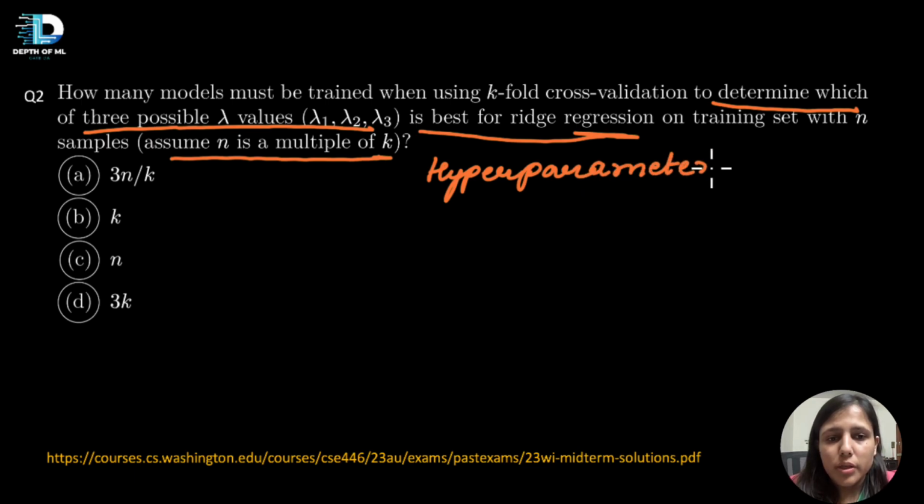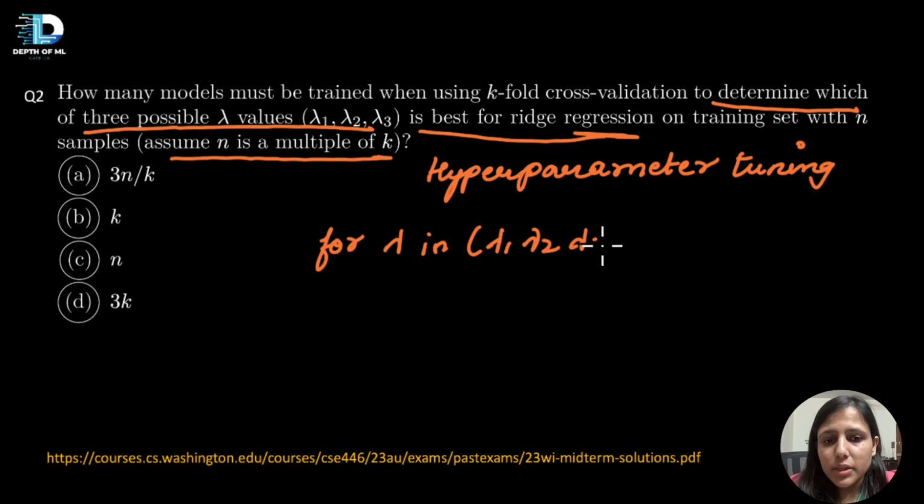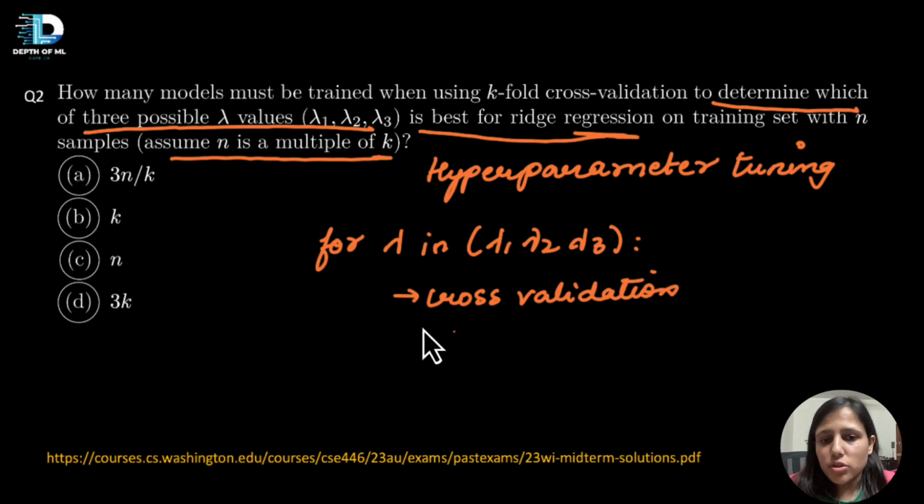So the setup is talking about hyperparameter tuning, and we have seen in the previous video that k-fold cross validation can be used for hyperparameter tuning, right? So they are asking how many models must be trained using k-fold cross validation. We know that the algorithm is like this: for every lambda in lambda 1, lambda 2 and lambda 3, we'll do cross validation. We'll do one iteration of cross validation. Now let's see, in one iteration of cross validation, how many models we have to train.